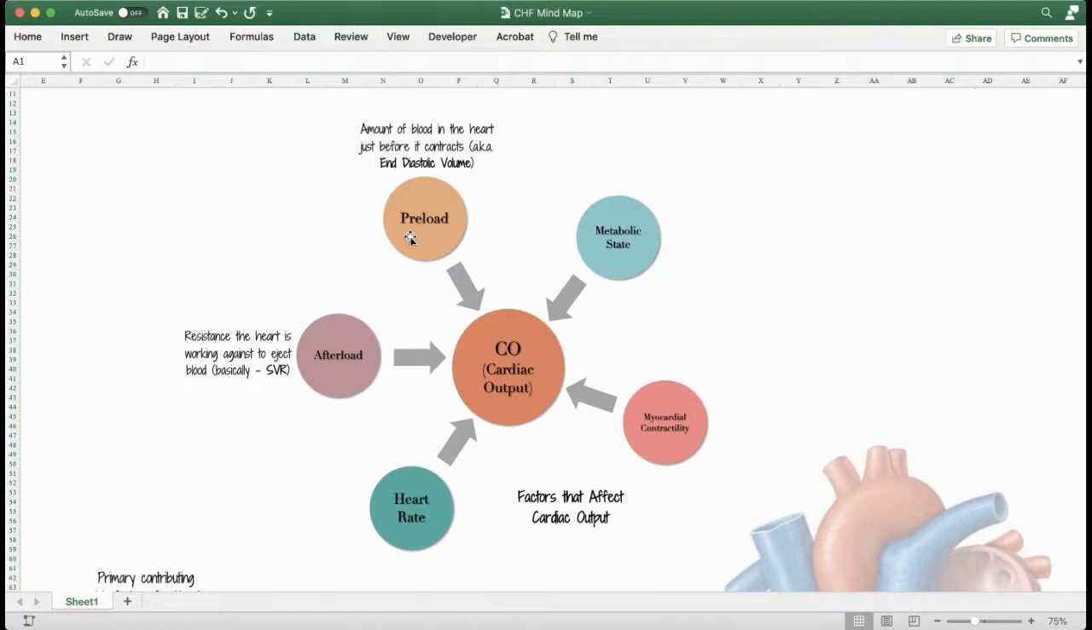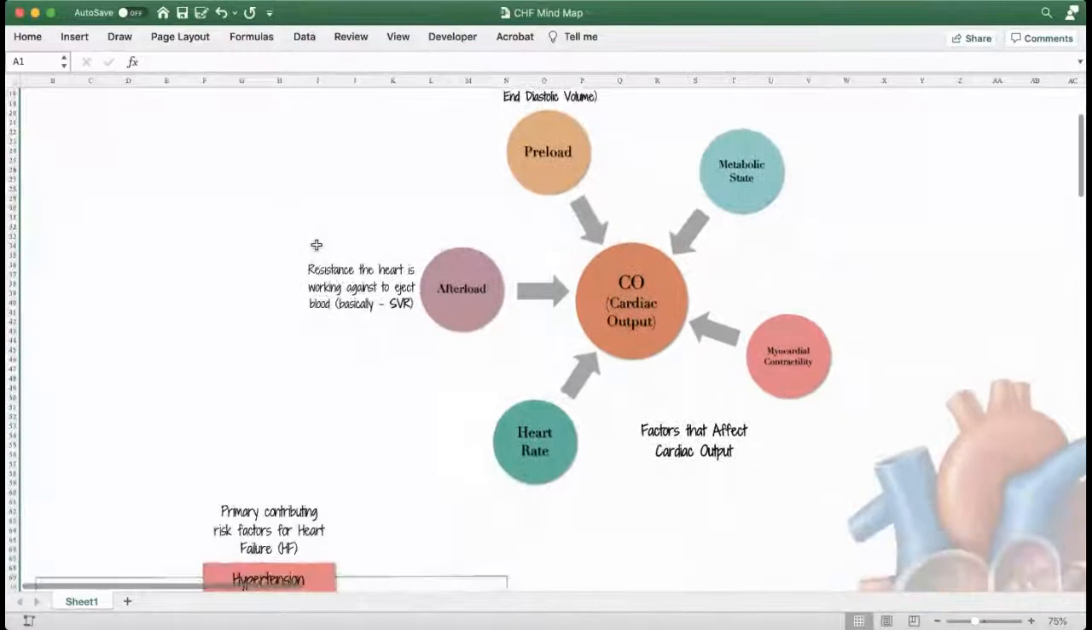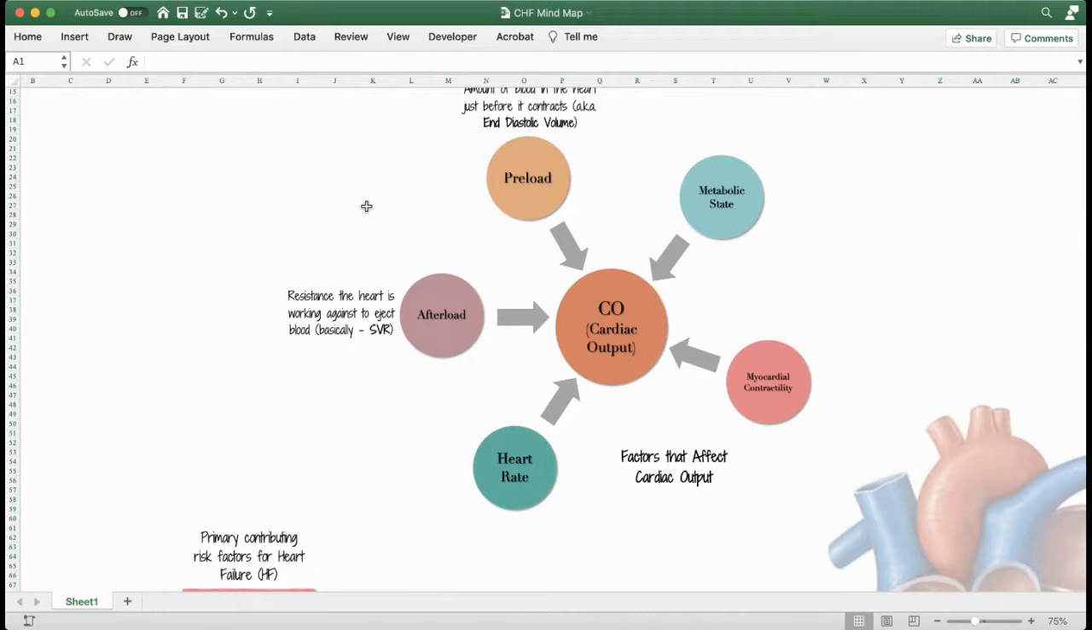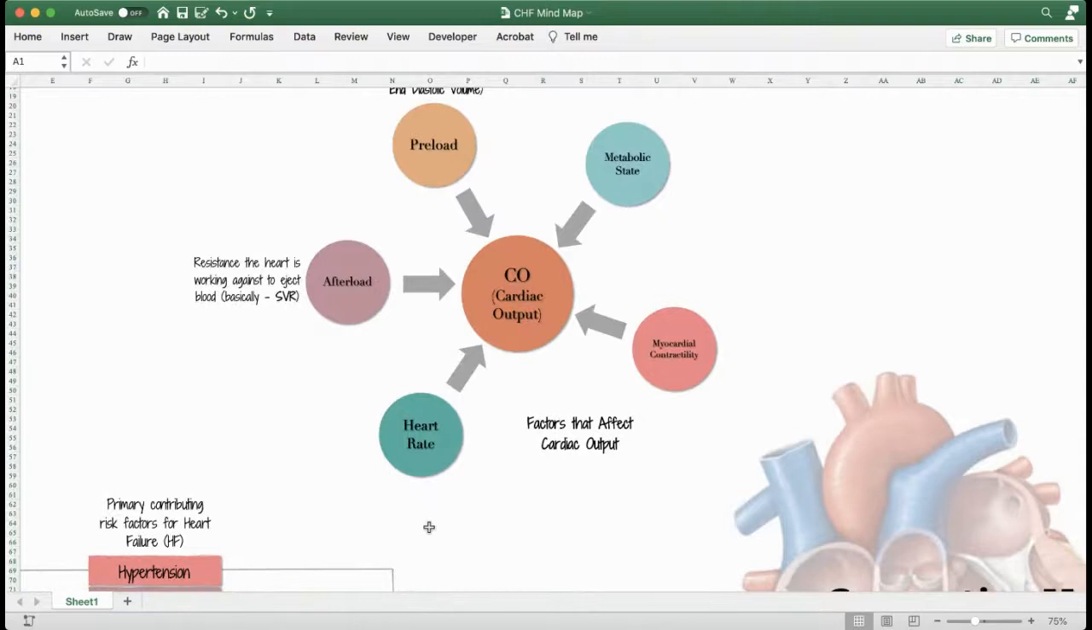I wouldn't be surprised if you get a question where you need to define what preload and afterload are. It's easy to remember which is which, right? Because preload is before systole, and afterload is after systole. And that's the resistance that the heart is working against to eject the blood. So it has to do with your systemic vascular resistance, and that's affected by a bunch of other different things as well. But those two things are really the only things that are kind of confusing about this. Obviously, your heart rate is going to affect cardiac output, right?